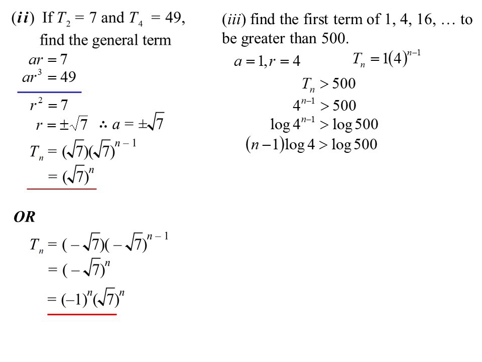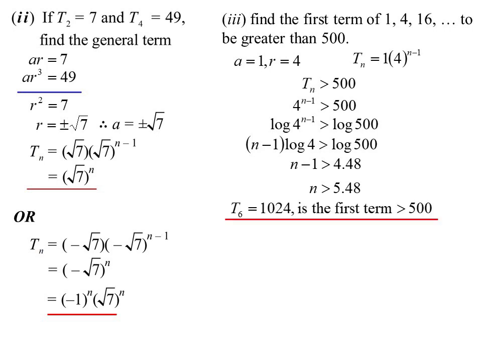If it was a log of a number smaller than 1, that's actually a negative number, so be careful with inequalities. So n minus 1 is greater than, and that works out to be about 4.48. Add 1. We want the first integer bigger than that, so 6. So term 6, which would be 1024. That would be the first one bigger than 500.